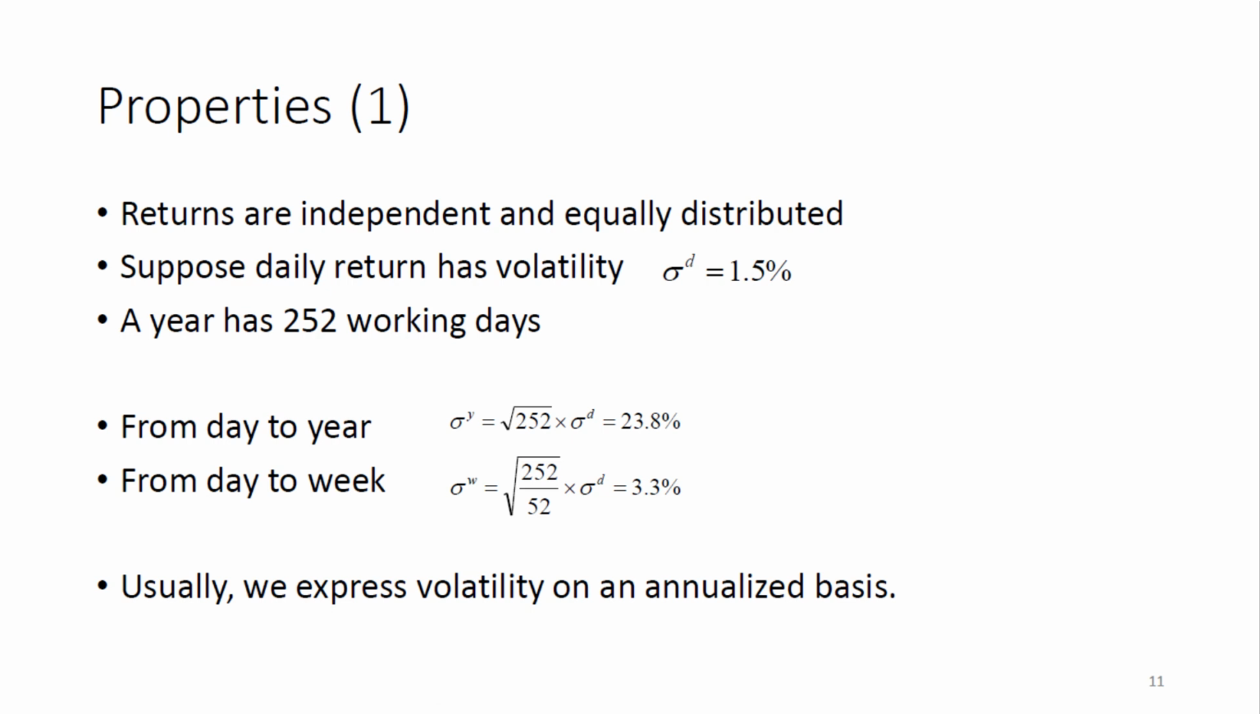I could also go from a day to a week. We know that in a year there are 252 working days and there are 52 weeks in a year. So I take 252 divided by 52 to approximate the number of days in a week, and again I need to take the square root to transform from day to week. That gives me 3.3% as the volatility on a weekly basis. I mentioned it before: we like to express volatility on an annualized basis because that's where we have the best feeling for when volatilities are low or high. So these numbers mean the most to us, but you can, in principle, work at any frequency.